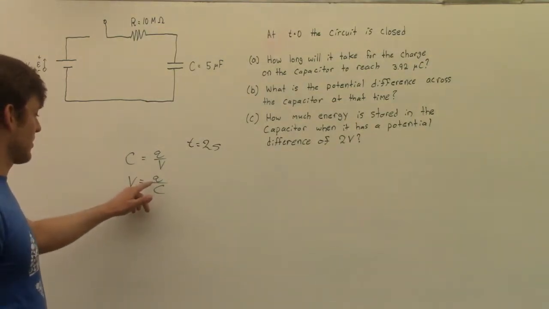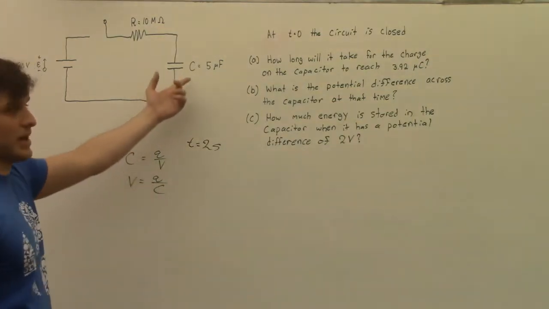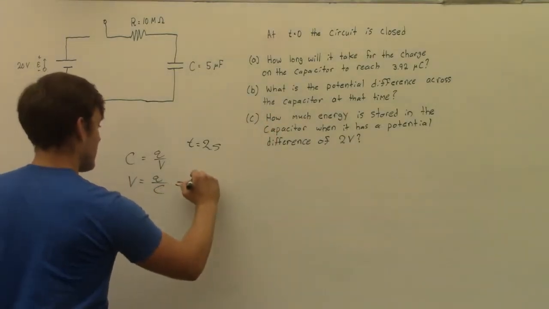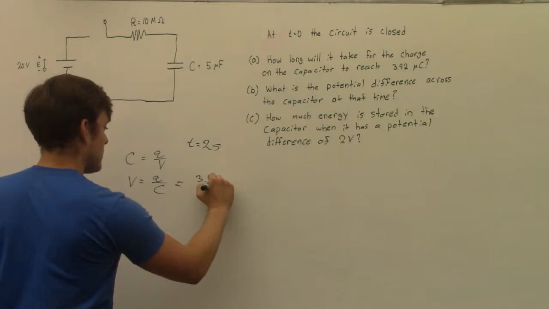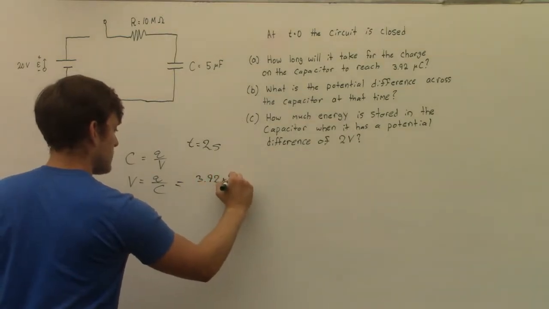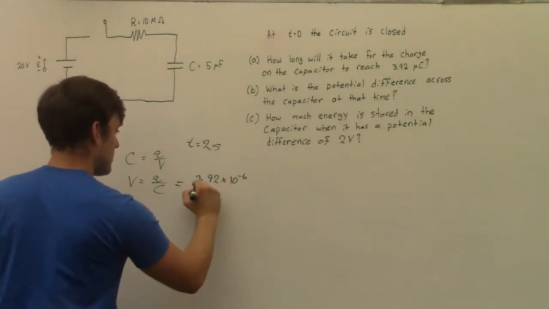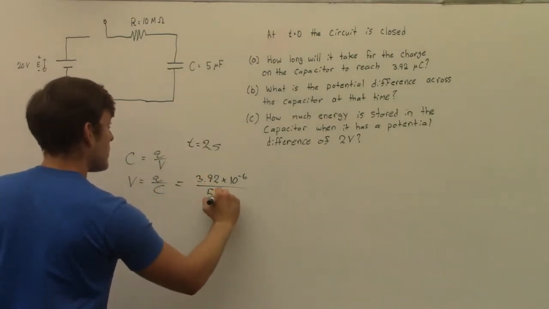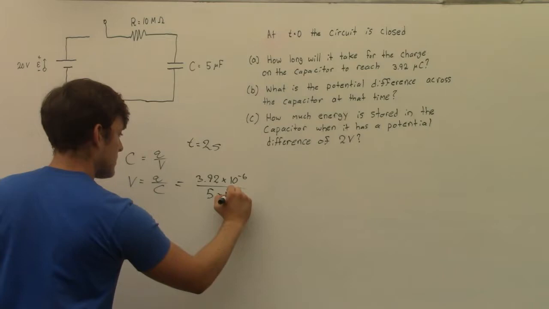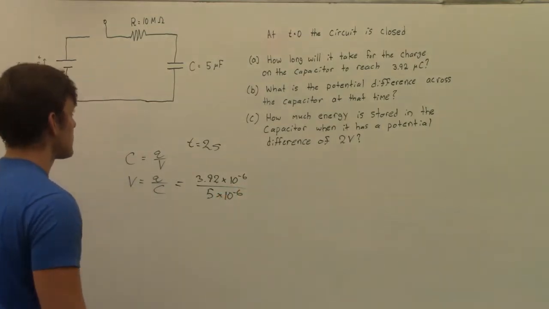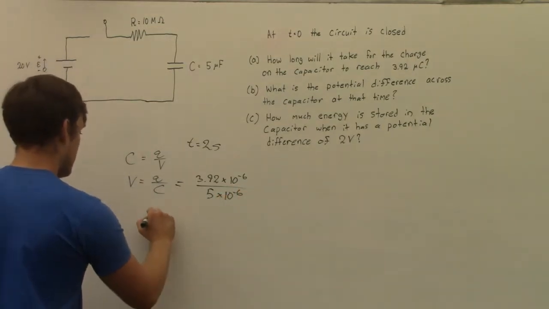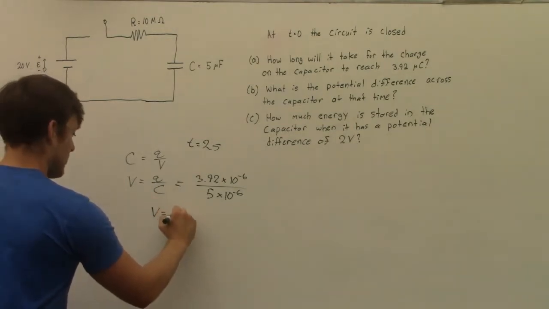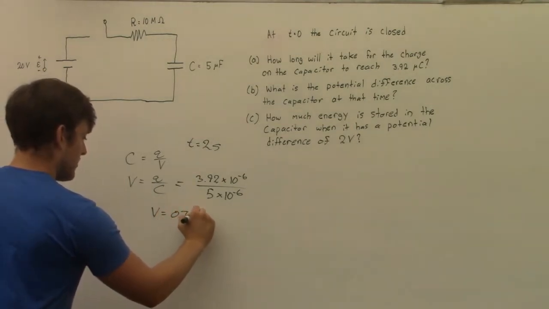So we know the charge on the capacitor, and we know the capacitance of the capacitor, so let's just plug that in. Charge is 3.92 microcoulombs times 10 to the negative 6, over 5 microfarads, again 10 to the negative 6, and we get a potential difference of 0.78 volts.